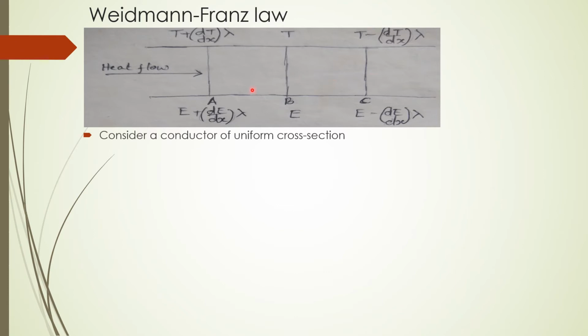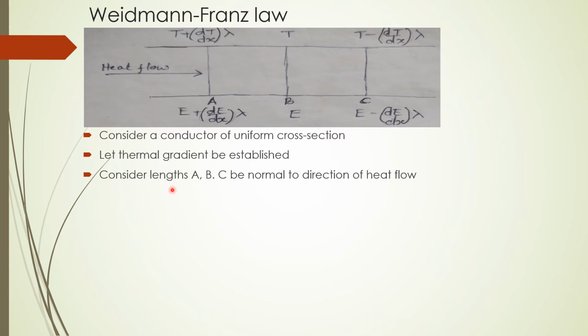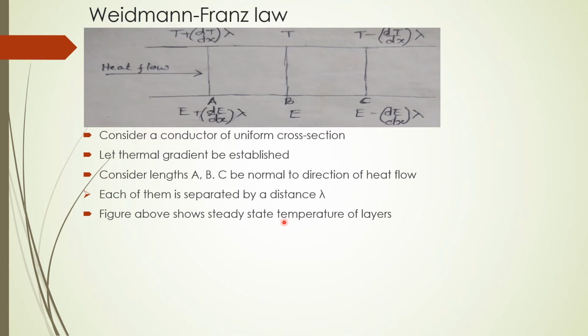Consider a conductor of uniform cross-section. Let a thermal gradient be established. Consider layers A, B, C, normal to the direction of heat flow. Each of them is separated by a distance lambda. The figure above shows the steady state temperature of the layers. These are the steady state temperatures given, and these are the thermal energy of the electrons at those respective layers.